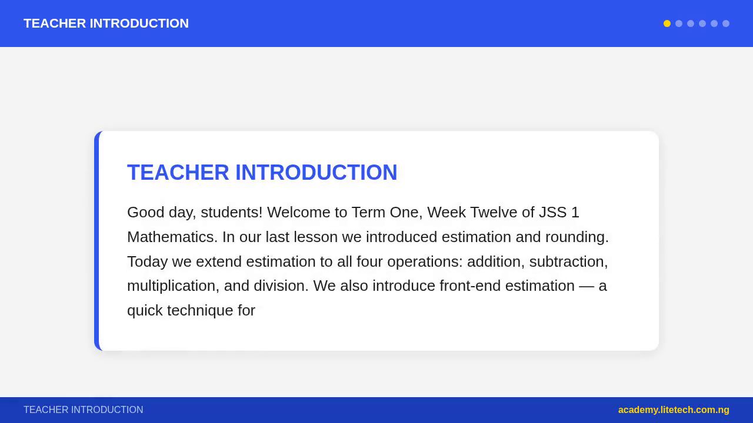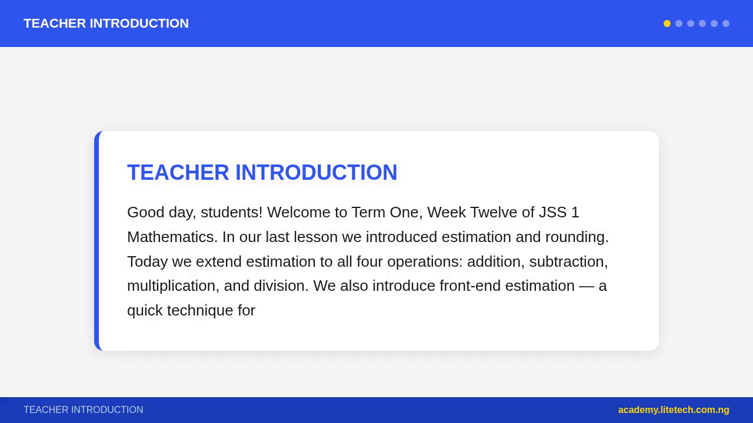In our last lesson we introduced estimation and rounding. Today we extend estimation to all four operations: addition, subtraction, multiplication, and division. We also introduce front-end estimation, a quick technique for checking large calculations. By the end of this lesson, you will be able to estimate sums and differences by rounding, estimate products and quotients using compatible numbers, use front-end estimation for quick approximate answers, and judge whether a calculated result is too high, too low, or about right.